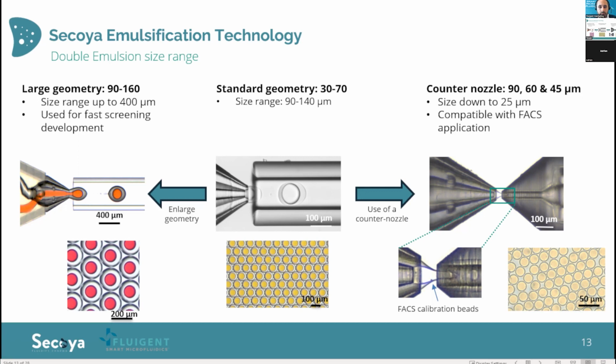For instance, the picture at the bottom left is a zoom in of the above picture. Here you can see calibration beads used for FACS calibration being encapsulated in a double emulsion. Right here. It's a bit difficult to see it, but trust me, there is some particle in here.